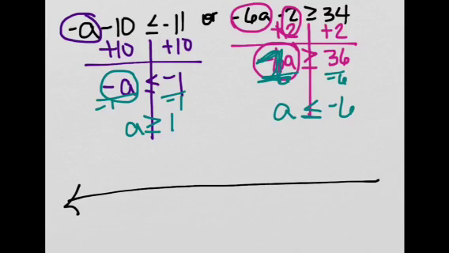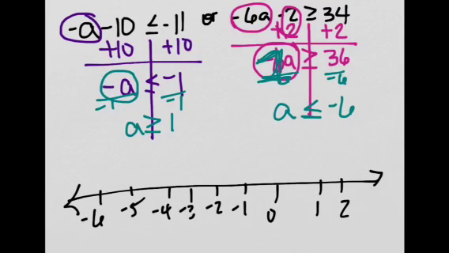Which means when I go to graph, I put my first dot, a is greater than or equal to positive 1, right there, and it's filled in. My second dot goes at negative 6, and it too is filled in. And since I know it's an OR equation, my arrows have no choice but to go like this.